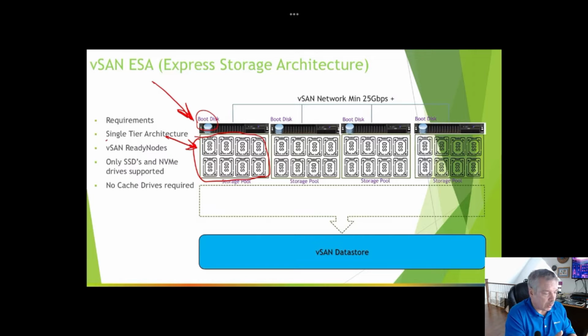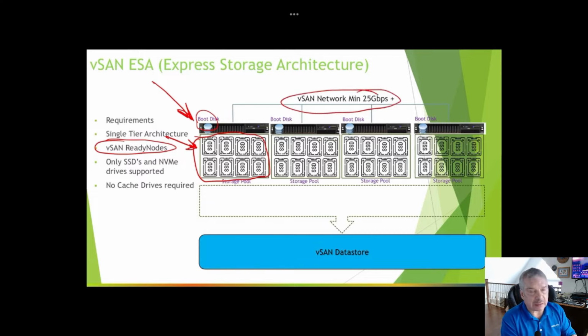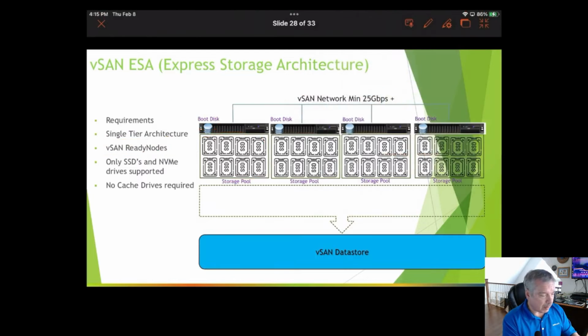This only works again on vSAN ready nodes today, so this has a much more strict hardware compatibility list. Also, I've seen you need at least 25 gigabits per second for your network. I actually saw one situation where they supported 10 gig, but anyways, make sure all your hardware in production, who cares about a lab environment, right? In production, this stuff has got to be supported, even the disks. So that's one of the massive changes here.